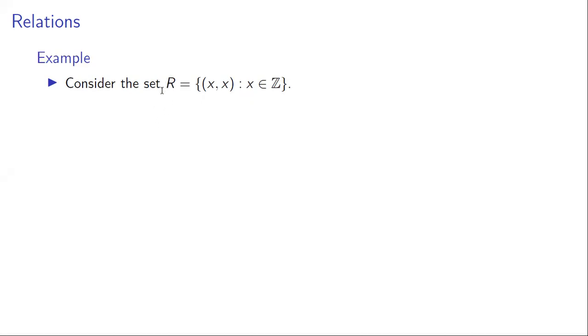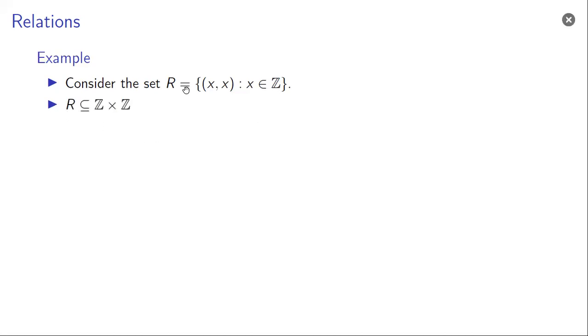Consider the following set R, which is the set of all ordered pairs x, y, such that x is an element of Z. So in other words, you have the ordered pair 1, 1, 2, 2, 3, 3. Also, you have 0, 0. Also, the ordered pair -1, -1, and so on. So it's the set of all ordered pairs x, x, such that x is an element of Z.